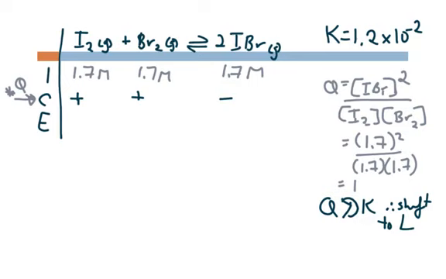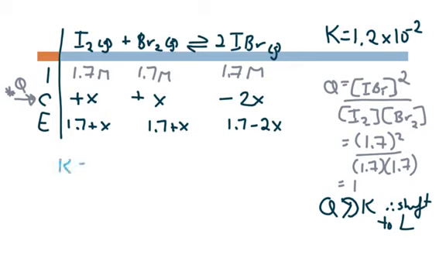So coefficients become our x's, so we have 1x, 1x, 2x, and as always, I plus C makes E. 1.7 plus x, 1.7 plus x, 1.7 minus 2x. Just like before, our next step is going to be making that K. So K is the same as Q. It is our IBr squared divided by our I2 and our Br2. The difference between them is that K is always equilibrium values, so those are the values we're putting in, not just any values. So let's substitute in.